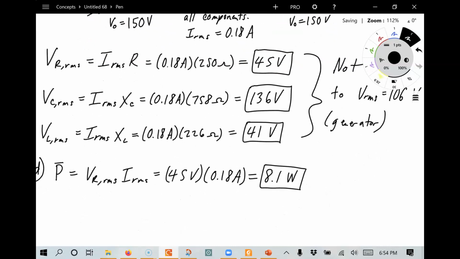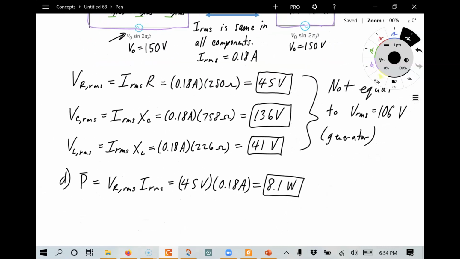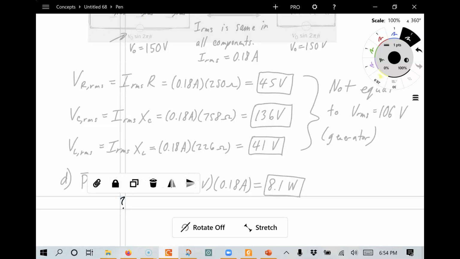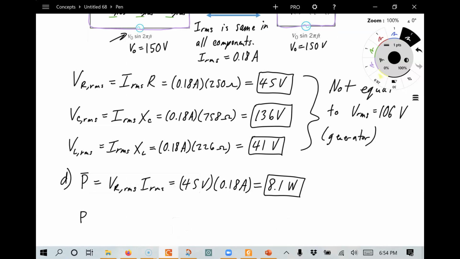Now, a better way to do this sometimes, say that you don't know what the voltage across the resistor is. Well, we can always do this. Let's use Ohm's law. Remember that the voltage across the resistor is equal to the current through the resistor times the resistance. And so we get this version of the power equation.